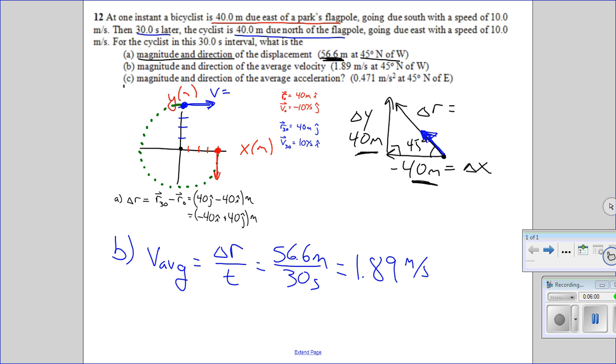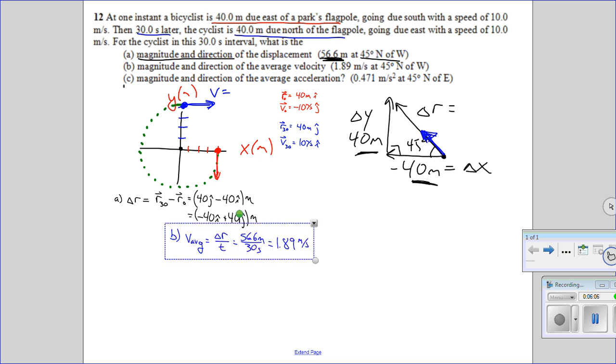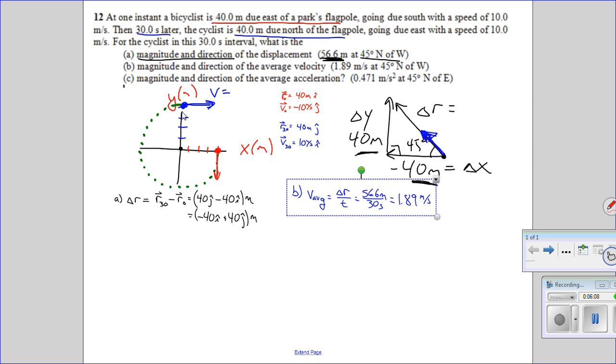All right, and then finally C asks us for the average acceleration. So C, find the average acceleration. Well, average acceleration is change in velocity divided by time. So for us, that's VF minus VI, or our final velocity minus our starting velocity. So for us, that's our velocity after 30 seconds minus our starting velocity, divided by the time. Okay, sorry, I'm being terrible about my arrows for velocity.